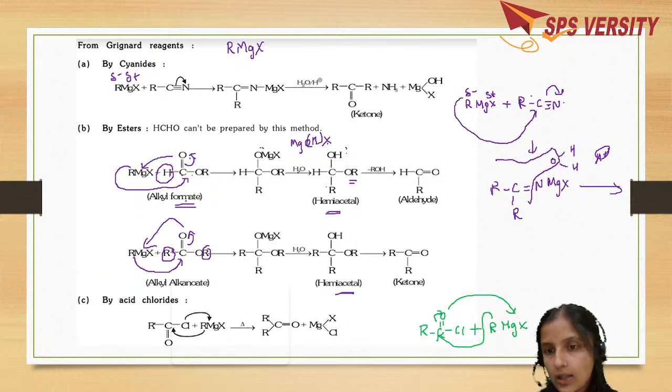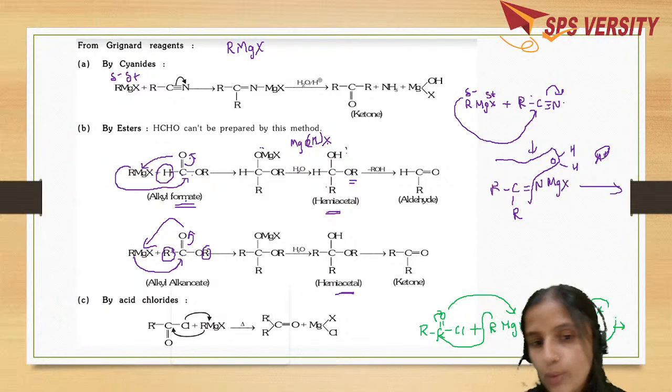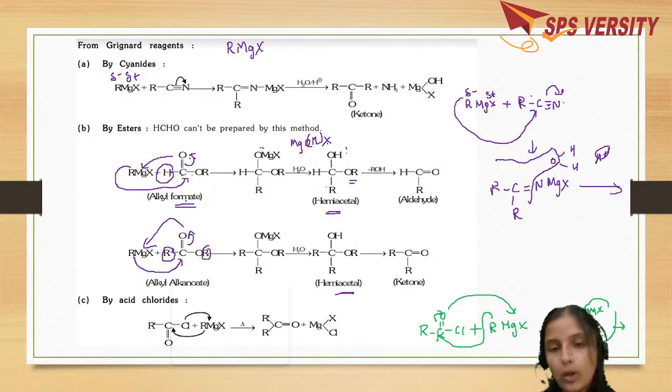Because of which you get R, C, O, R, Cl, MgX, which on hydrolysis, these will go together, resulting in the formation of MgXCl, and you get R, C, with a double bond in between. That's nothing but a ketone.